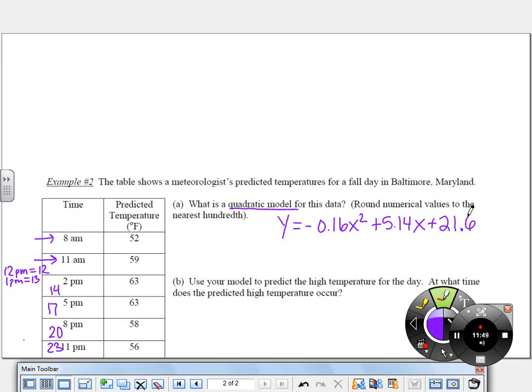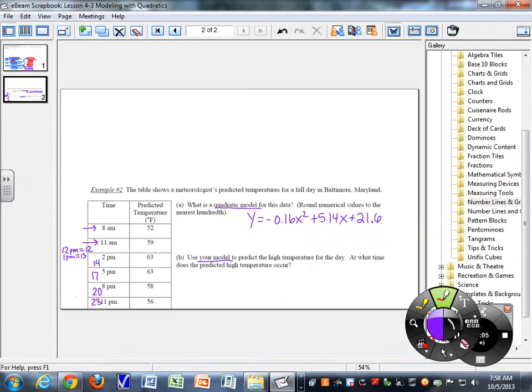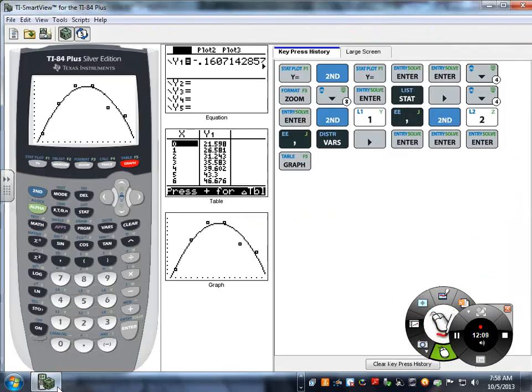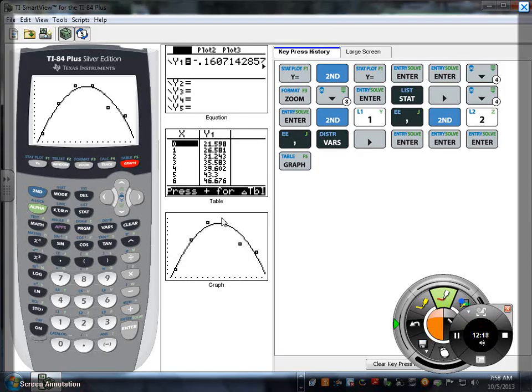Okay. Then it says use your model. And again, when it says model, it's referring to the equation that we built based on this data, to predict the high temperature for the day and what time the predicted high temperature occurs. If you look back at our calculator, you can see where the high temperature occurred. It seems to be occurring somewhere up here, at the top of our curve. And so we really want to know what that is.